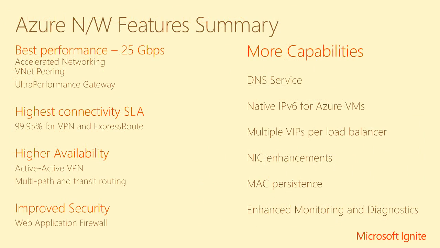Finally, a quick summary of what we went through. So we had a look at a bunch of SDN features, but the point being, you get best performance out of most of these features now. 25 Gbps, for example, is kind of getting to be the norm. And you get the best SLA across all the hybrid connectivity options, I can say.